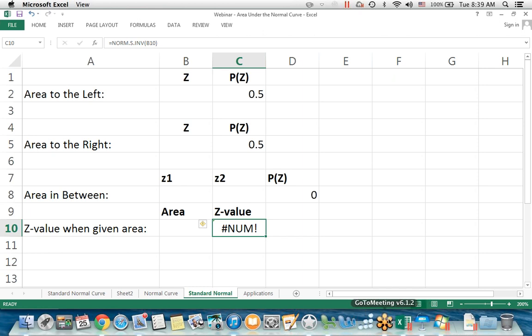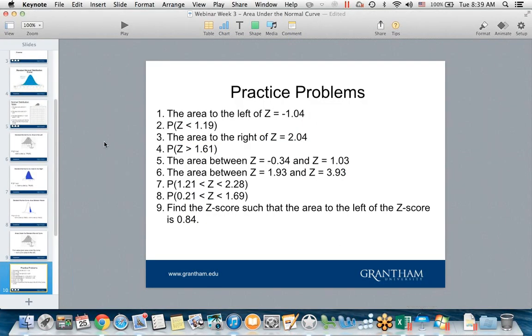Now let's go back to the original problems. Numbers 1 through 9. They're all dealing with z-scores because they're all dealing with the letter z. Now, the first one we've already done, but we can do it again. The area to the left of negative 1.04 and to the left of 1.19. In fact, we're going to do all of the problems here, 3, 4, all the way through 9. So take note of them. Let's go back to our Excel spreadsheet.